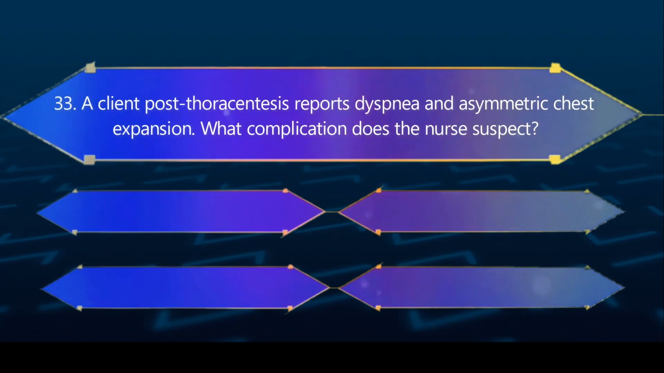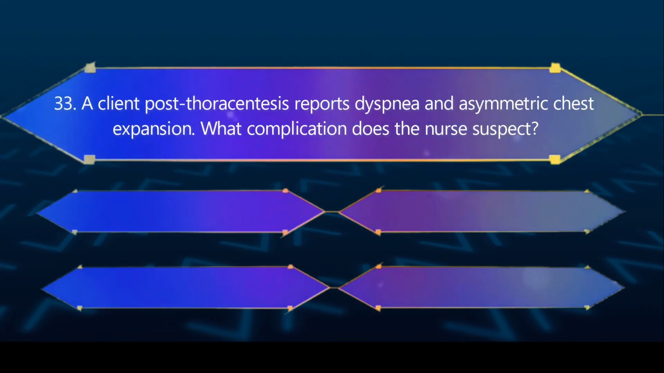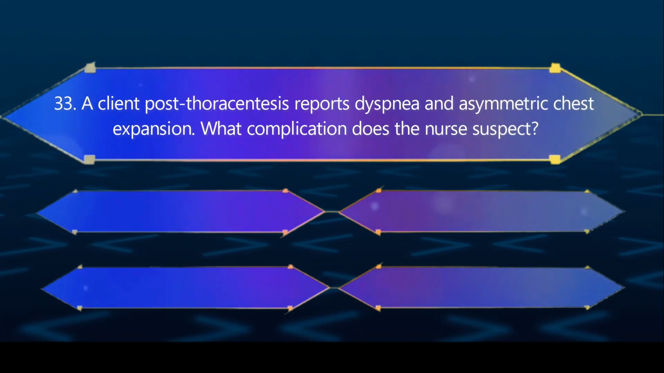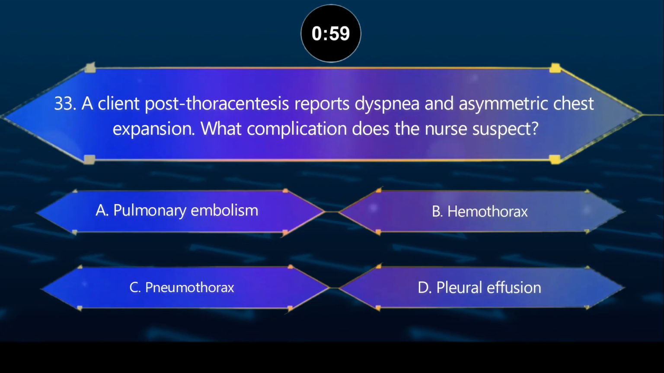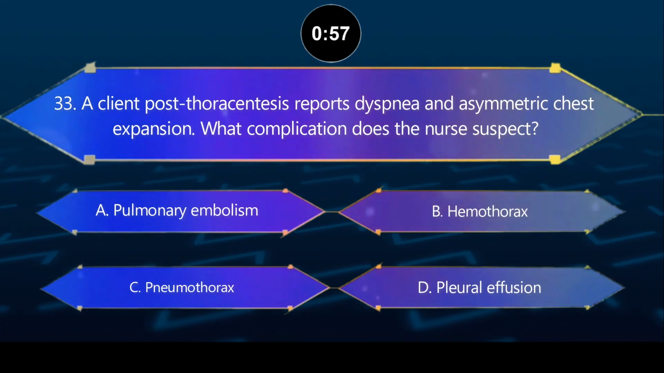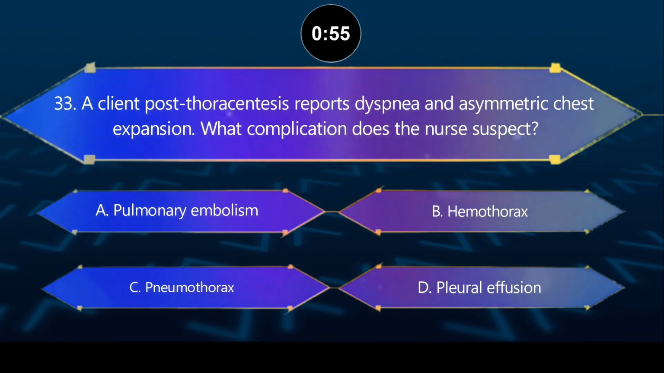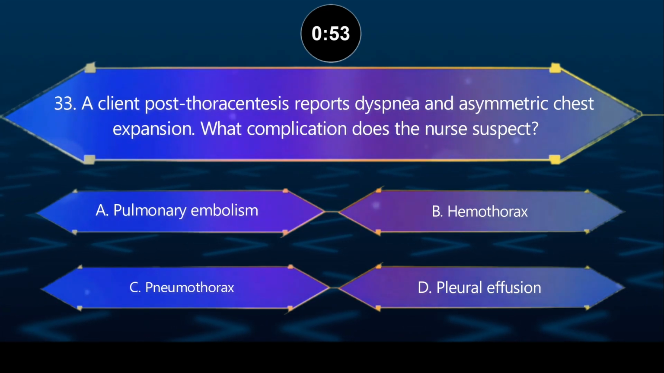33. A client post-thoracentesis reports dyspnea and asymmetric chest expansion. What complication does the nurse suspect? A. Pulmonary embolism. B. Hemothorax. C. Pneumothorax. D. Pleural effusion.